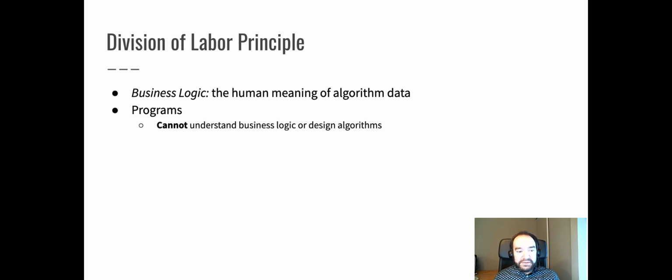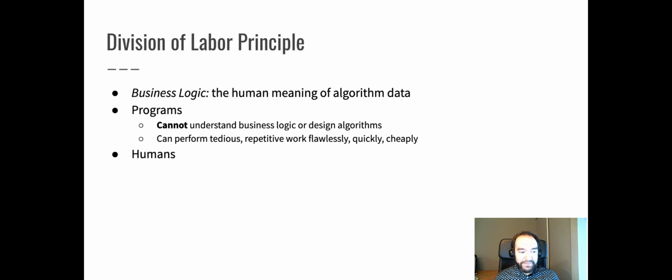Programs that we run on our computer cannot understand this business logic. They also cannot design algorithms. It's just something they can't do. But what they can do is perform tedious, repetitive work flawlessly, quickly, and cheaply. You can run a program and it will just crank it out and do what it's told to. It will not make any kind of arithmetic mistake or oversight. It'll be fast and it's really cheap to run a program.